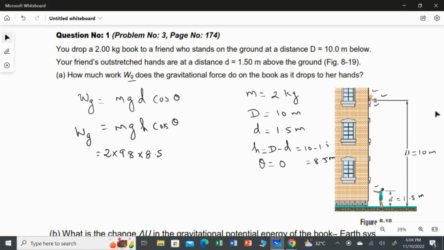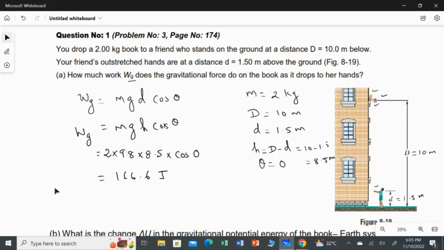multiplied by cosine of 0. Cosine of 0 is exactly 1. So we have to multiply these. 2 multiplied by 9.8 multiplied by 8.5 gives the value of 166.6, and the unit of the work is exactly joule. So this is the answer for the first question. What is this question? What is the work done by the gravitational force on the book?